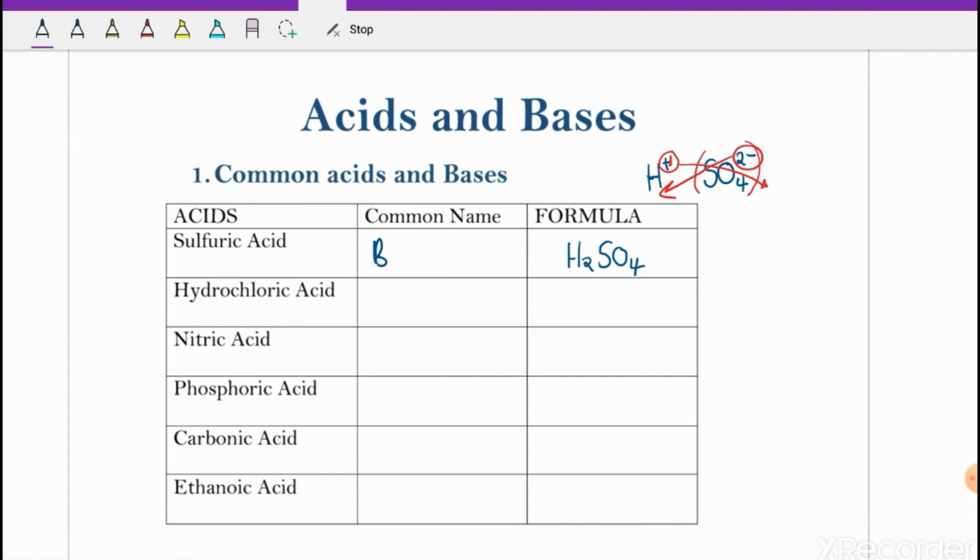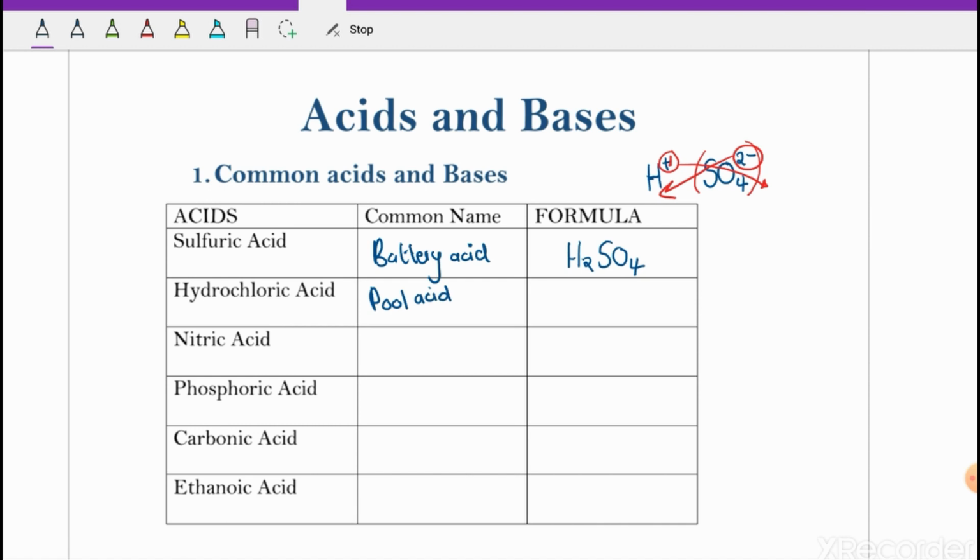The common name is also battery acid. Sulfuric acid is mainly used in the chemical industry, especially in the production of fertilizers and dyes and other synthetic detergents. Then hydrochloric acid, commonly also known as pool acid, or basically also stomach acid. I think your stomach acid has a pH of 4, so it's quite acidic.